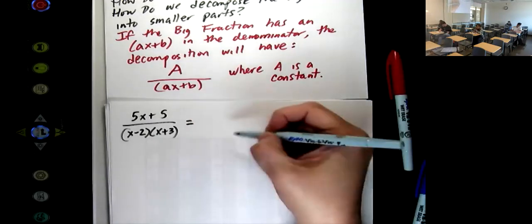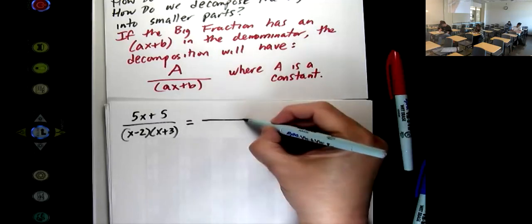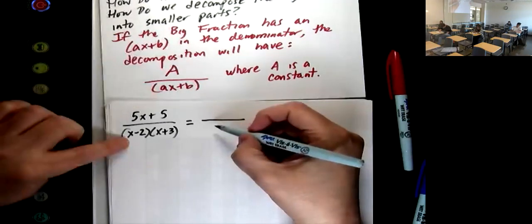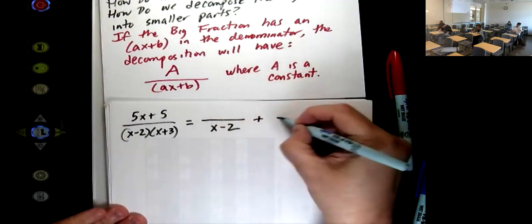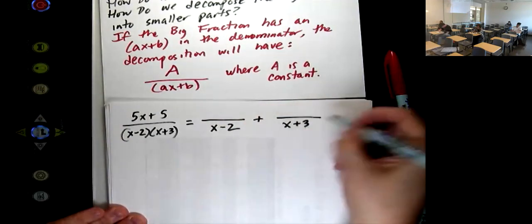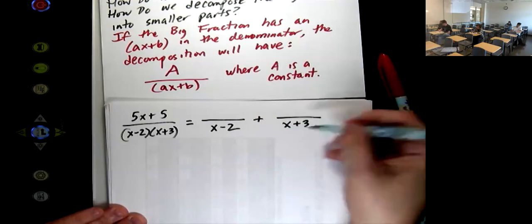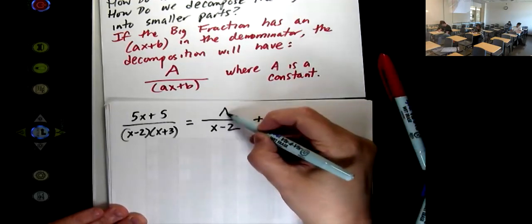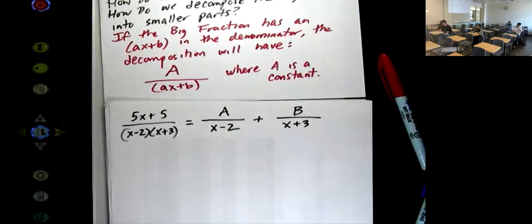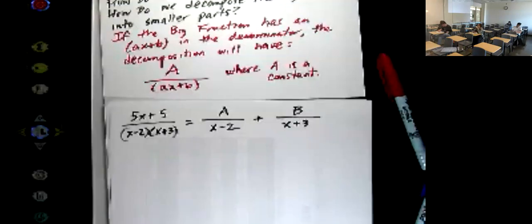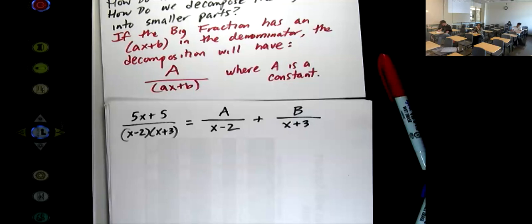I know that I should have a term at each one of these factors on the bottom. I should have an x minus 2 on the bottom of one, and I should have an x plus 3 on the bottom of the other. And rather than use the same letters, I'm going to call it a and b.